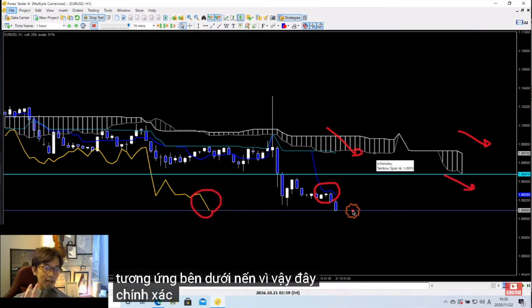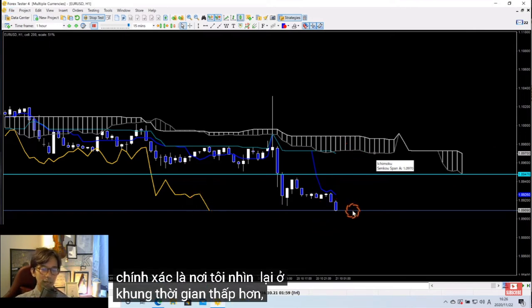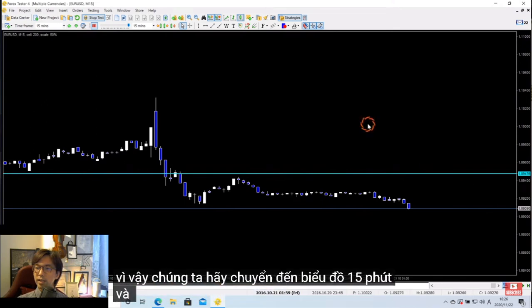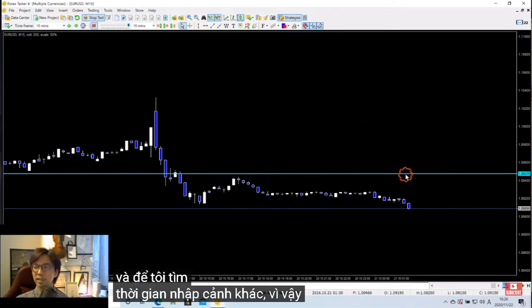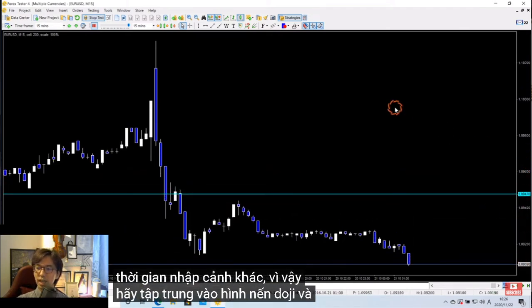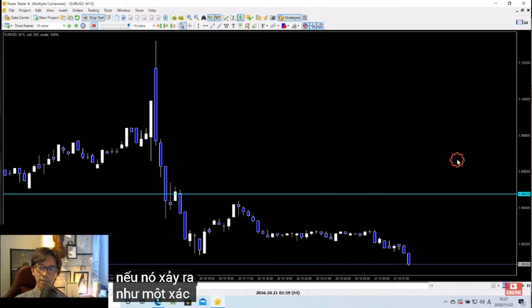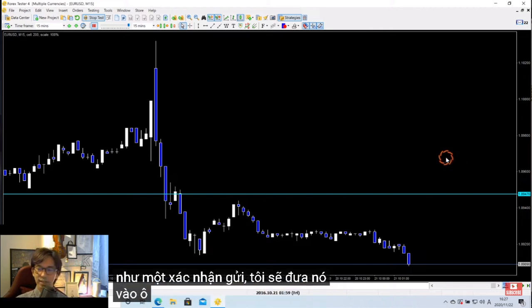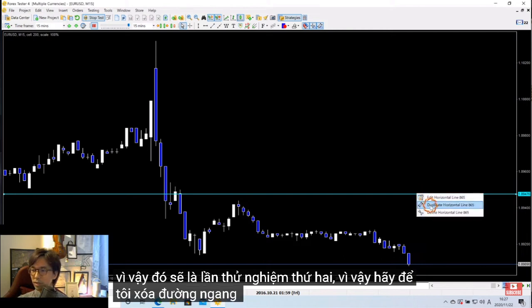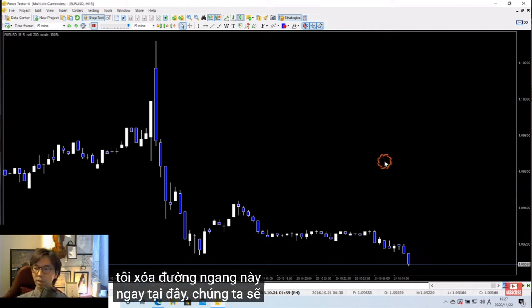So this is exactly where I look at the lower time frame again. So let's go to the 15-minute chart and let me look for another entry timing. So let's focus on the doji candlestick, and if it happens as a selling confirmation, I will take it to sell. So that will be the second trial. So let me delete this horizontal line. Right, here we go.